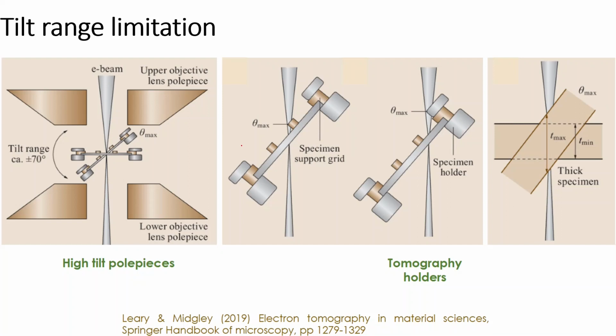One limitation is that when we have our sample holder in the column of the microscope, and this is a cross-section of our microscope where we have the pole pieces of the objective lens, and we are tilting our sample in the electron beam, at a certain point we may hit our objective lens with our sample, because these pole pieces are quite close. So first, what we need is a very special setup of the microscope that will have a quite large gap here, allowing high tilts for our sample holder.